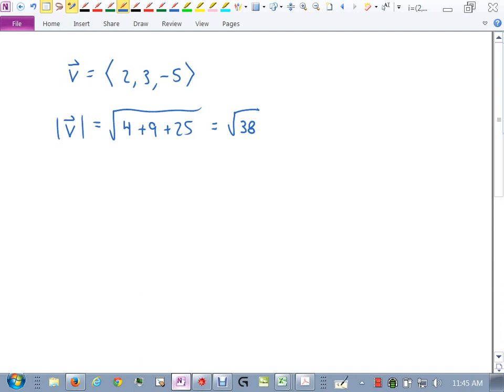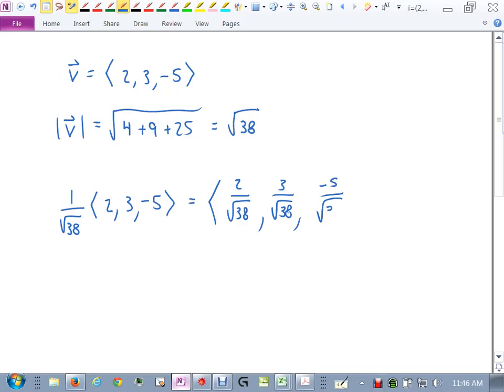Okay. So all I'm going to do now is take 1 over root 38 and multiply it times v, which was 2, 3, negative 5. Scale v by that, which just means each of the components gets divided. Everybody follow? We're done. That's the vector. Do you believe that that's a vector that points in the same direction that has unit length?